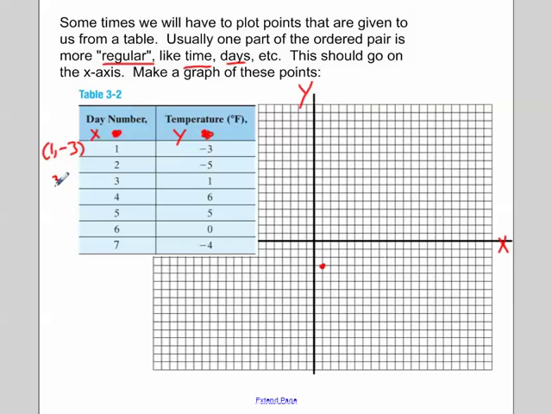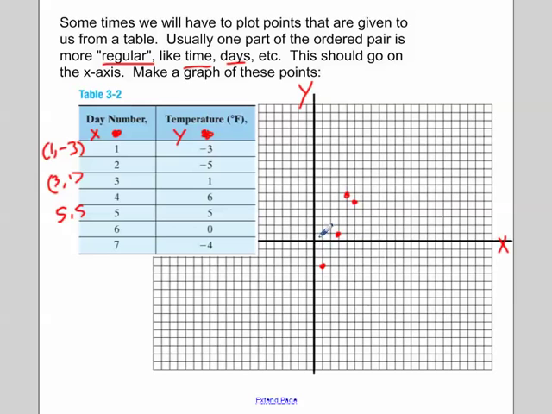Alright, let's do 3, 1 for this one here. 3, 1, 2, 3. Day number 3 was 1 degree Fahrenheit. You can kind of get the idea. Day 4 was 6. 1, 2, 3, 4. 1, 2, 3, 4, 5, 6 was 6 degrees. And my red is hopefully sticking around. Let's see. This is my next point. 5, 5. 1, 2, 3, 4, 5 in the x direction. 1, 2, 3, 4, 5 in the y direction. Next point is 6, 0.